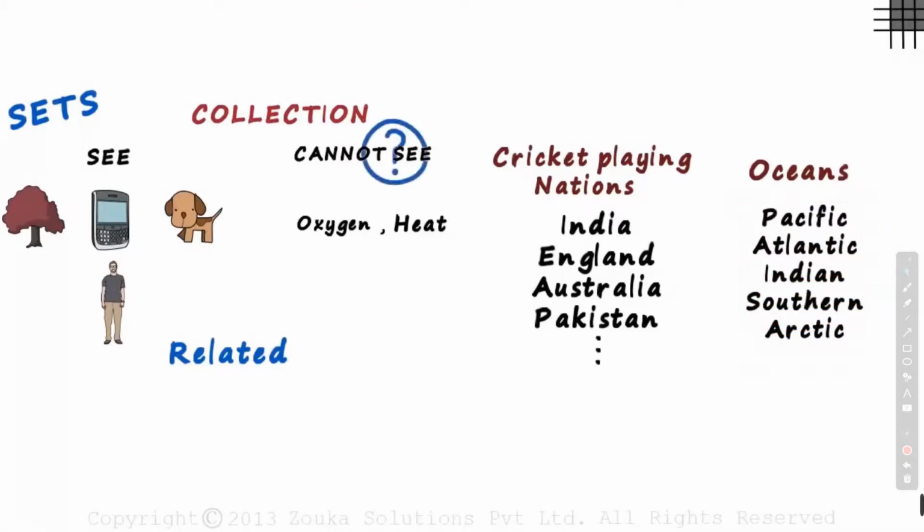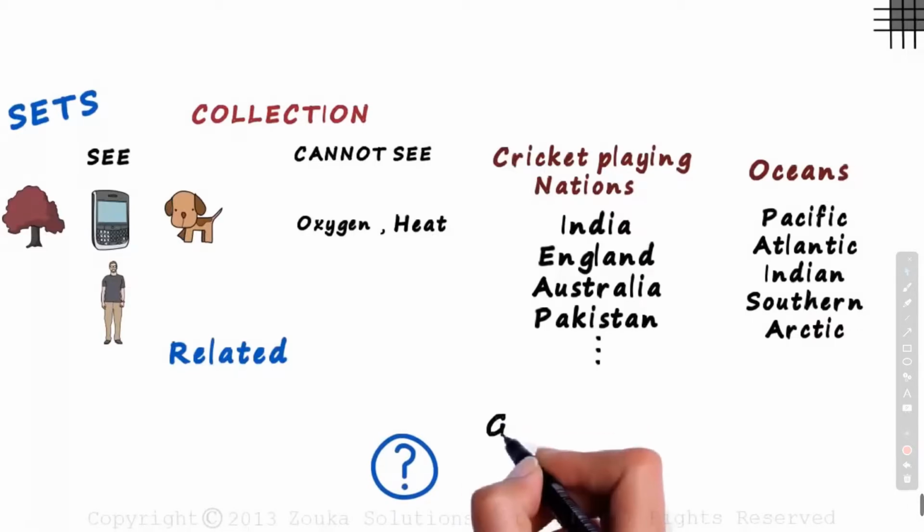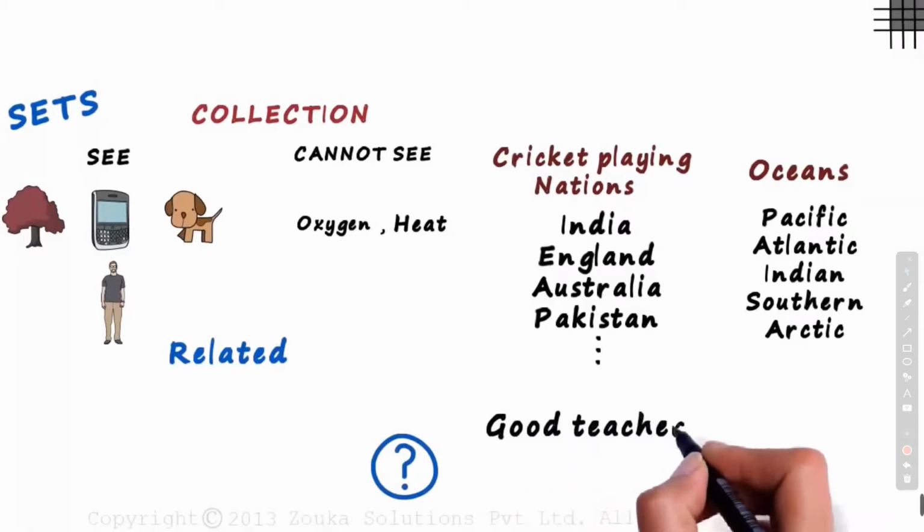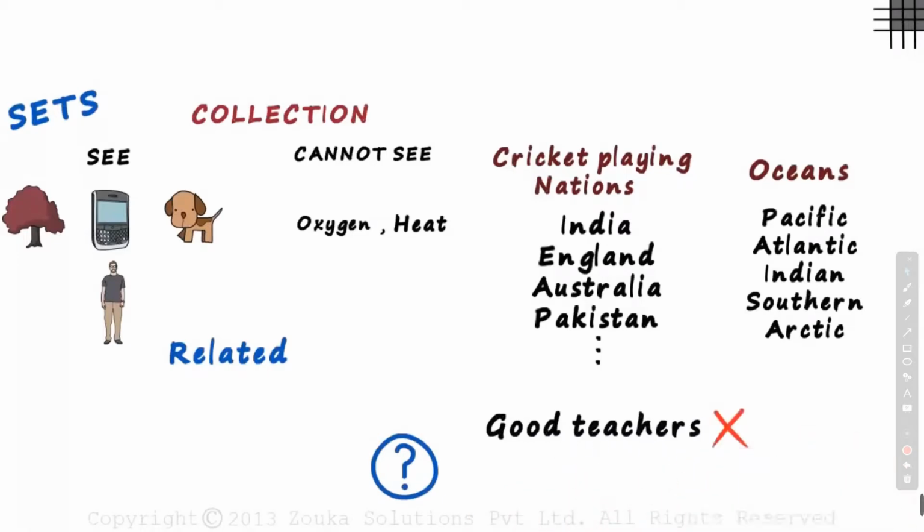Now here's an interesting question. Can we make a set of elements for all the questions you're asked for? The answer is no, not necessarily. What if we were asked to make a list of the good teachers we know? We cannot make a set here because my idea of a good tutor may be completely different from yours.